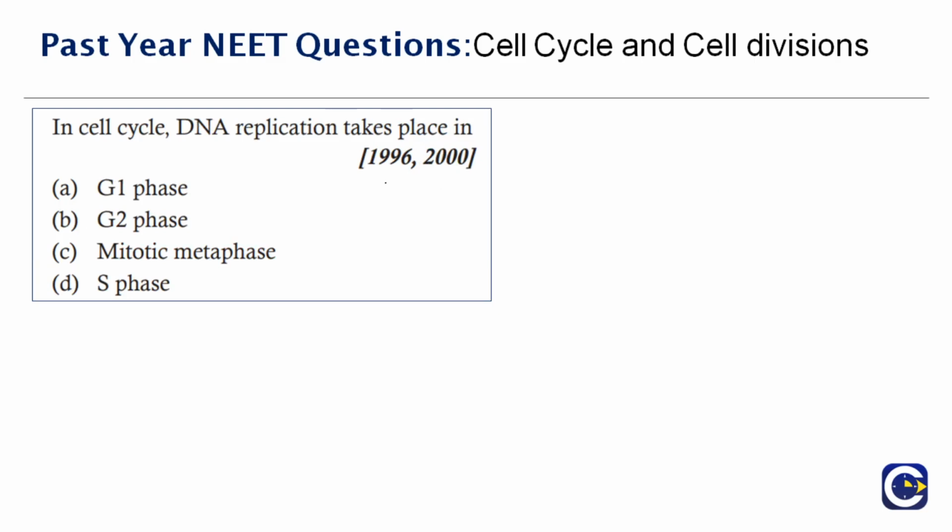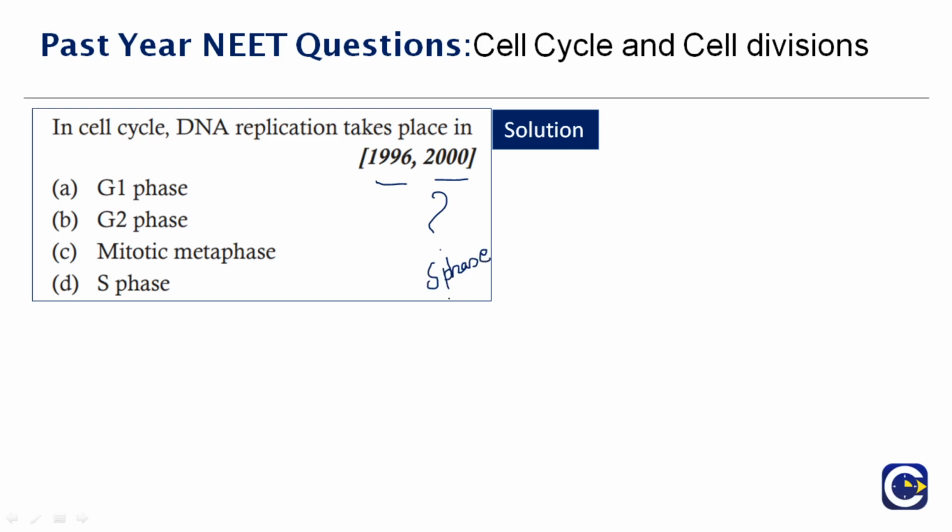Next question. This question was asked in the year 1996-2000, so it's a repeated question. In cell cycle, DNA replication takes place in? Very easy question. We already discussed this in the earlier slide. Whenever we talk about chromosomal DNA replication or simply DNA replication or DNA duplication, we always have to remember it is always restricted to the S phase.